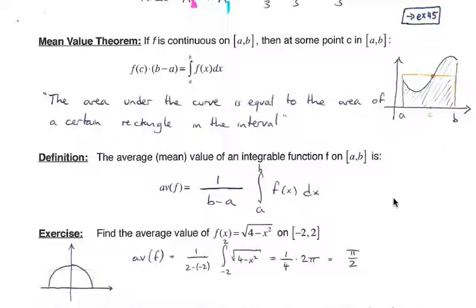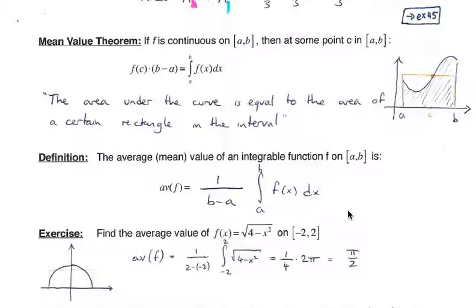The average value of an integrable function, so the mean value of a function, is actually found directly by using this formula. If you divide this equality by b minus a, you will find this: f of c, the average of f, is equal to 1 over b minus a, and you have to integrate the function from a to b. So let's have a look at an example here.